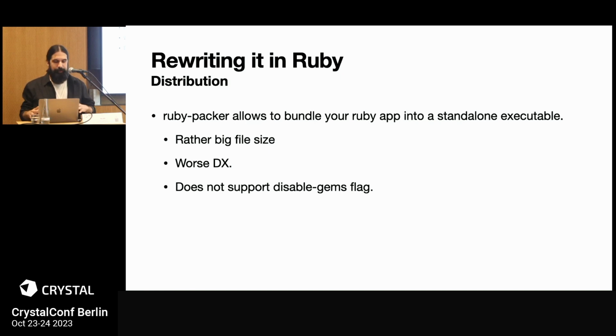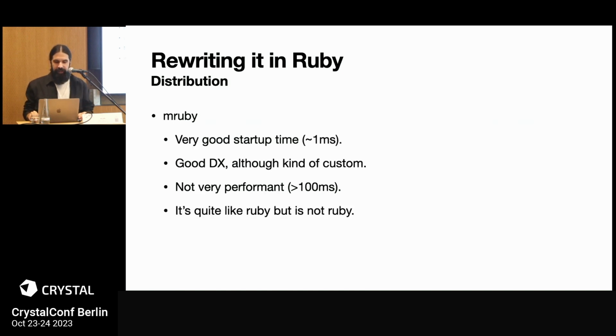There are some solutions that pack Ruby in a single standalone binary, but the file size is super big, near 100 megabytes. The experience is not really good, and you cannot do this disabled gems hack. Then I tried Mini Ruby, or mRuby, which surprisingly starts very fast without any weird thing like a flag or whatever. And it's a good DX, but it's kind of custom, like everybody does their own thing, because it's meant for embedding rather than building CLIs.